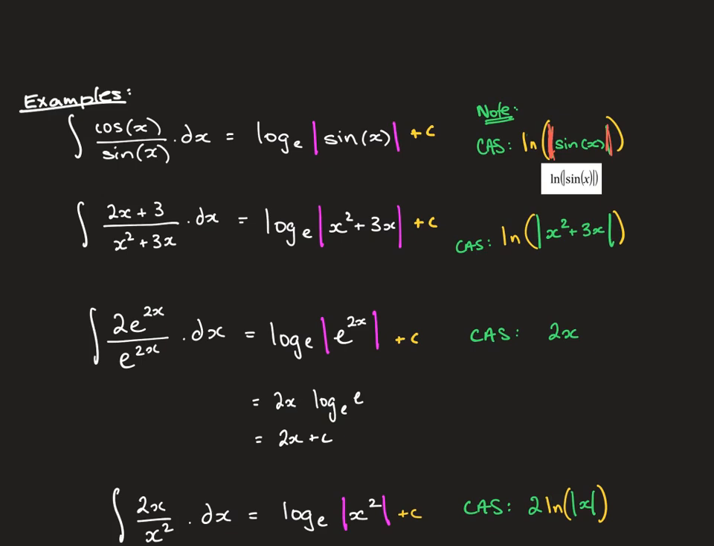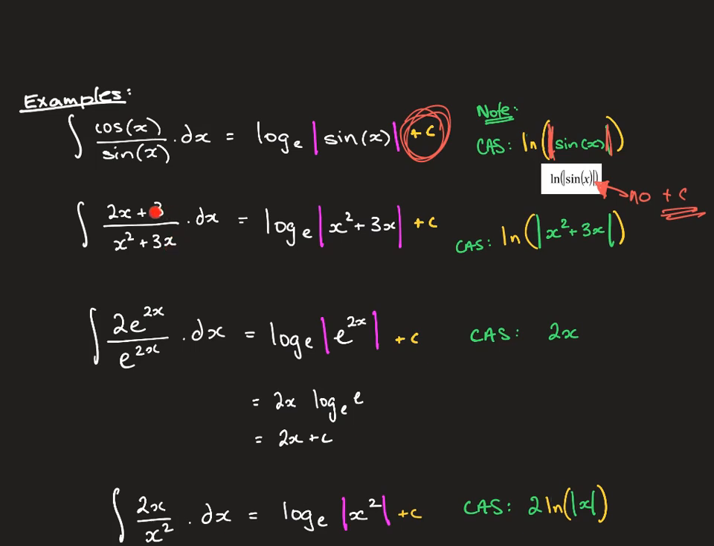The other thing I want you to be careful of, you'll notice that we've got a plus c here, and on your CAS there's no plus c. You have to remember to write that. If the integral that we're doing just has the integral symbol with nothing at the top and the bottom, you have to put the plus c, okay? Don't get tricked by your CAS.